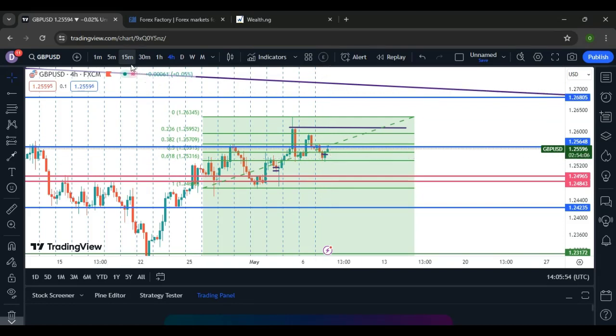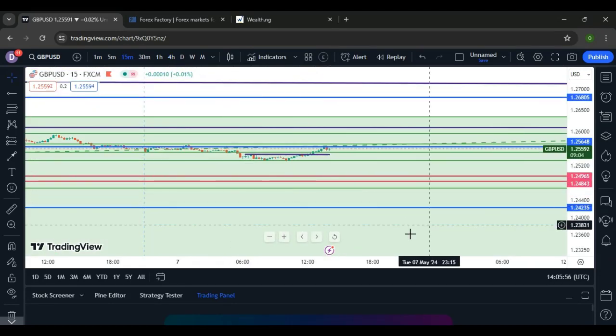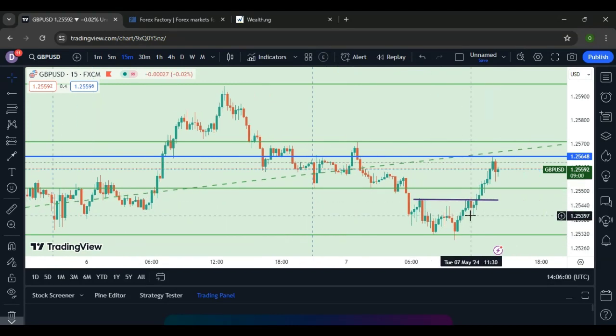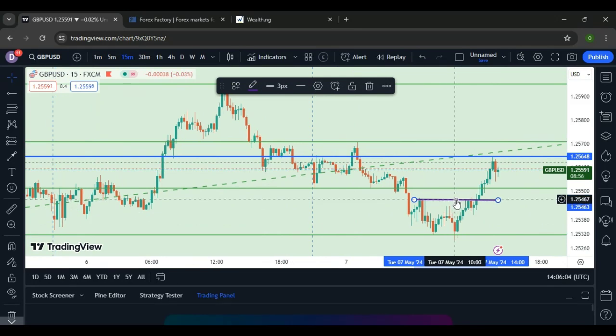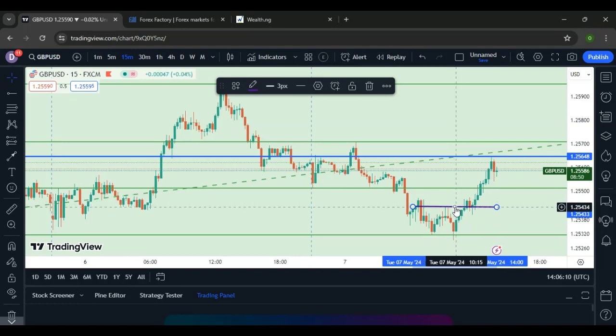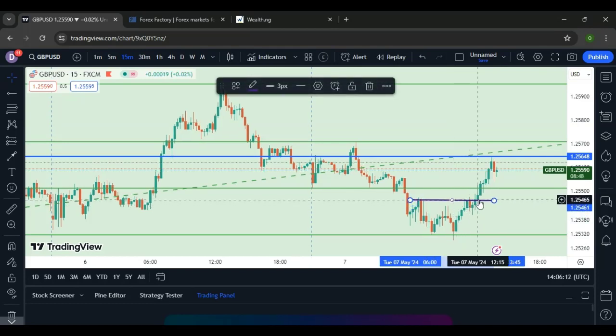So this was exactly what I did. This place would have been good for entry when this guy broke, but I just wanted a better confirmation. That's why I had to wait for this guy to be taken out totally. So when it got taken out, an entry was made. I'm currently in this trade, so I pray it continues back to this up.